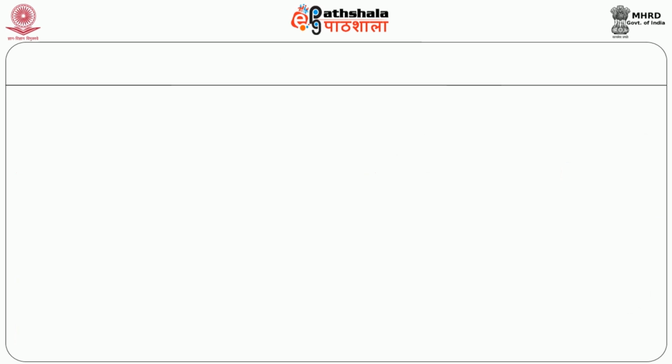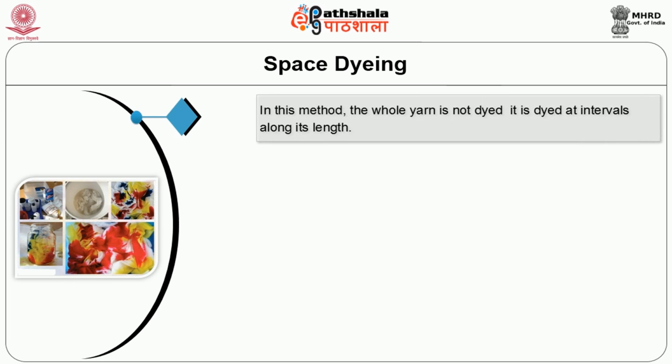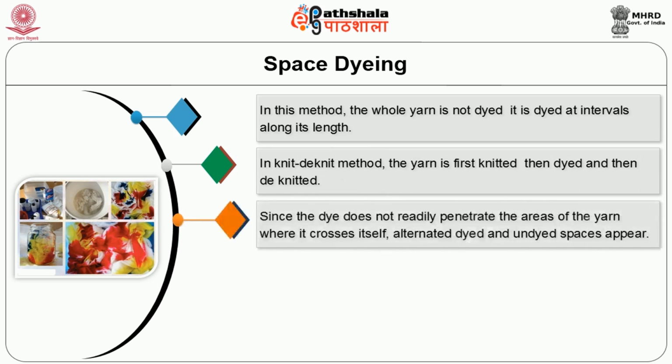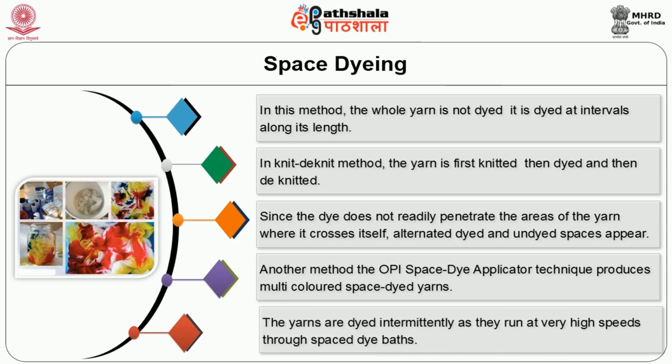Space dyeing: in this method, the whole yarn is not dyed. It is dyed at intervals along its length. In the knit-deknit method, the yarn is first knitted, then dyed and then deknitted. Since the dye does not readily penetrate the areas of the yarn where it crosses itself, alternating dyed and undyed spaces appear. Another method, the OPI space dye applicator technique, produces multicolored space dyed yarns. The yarns are dyed intermittently as they run at very high speeds through space dye baths.